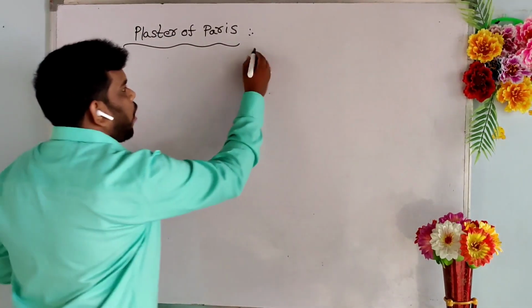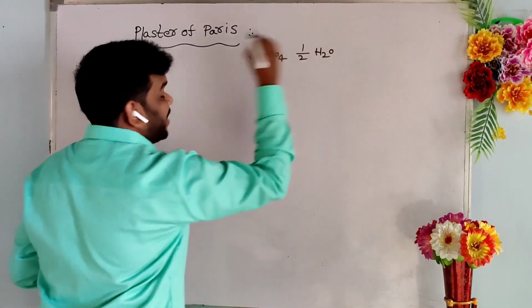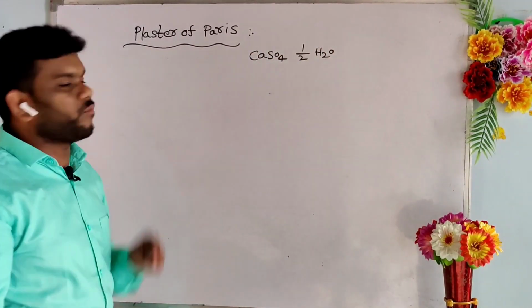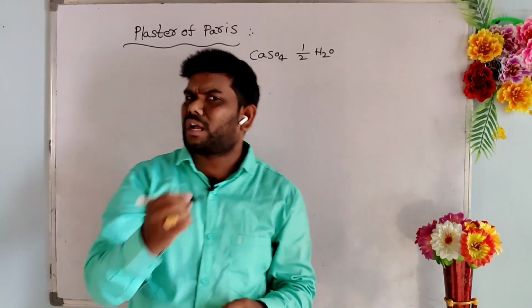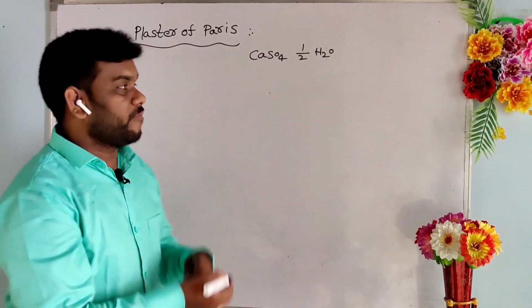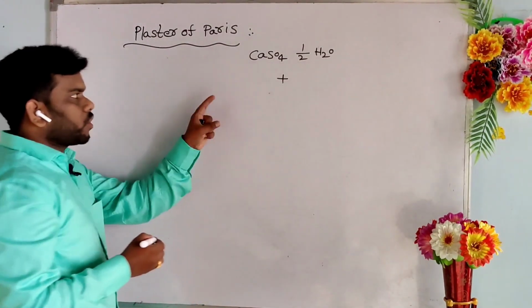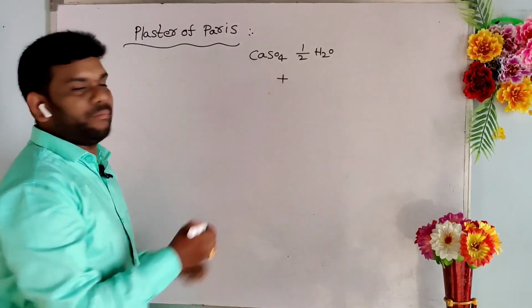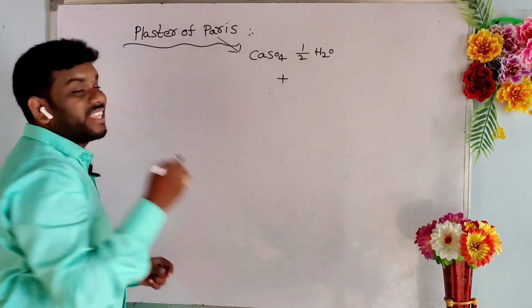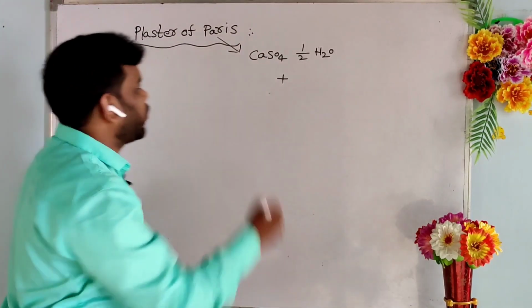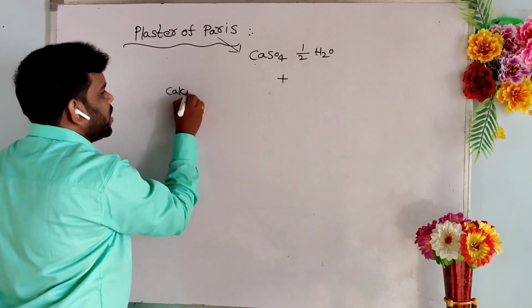Yeah, so the formula is CaSO4 ½H2O. Yes, it is very excellent. How many water molecules in plaster of Paris? Half a water molecule. So when you add water to this plaster of Paris, what is the formula of plaster of Paris? CaSO4 ½H2O. It means we call it calcium sulfate hemihydrate.